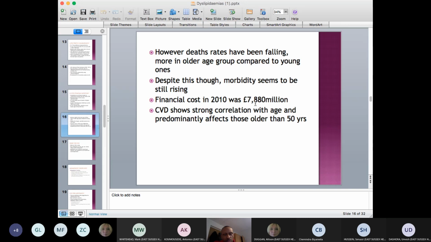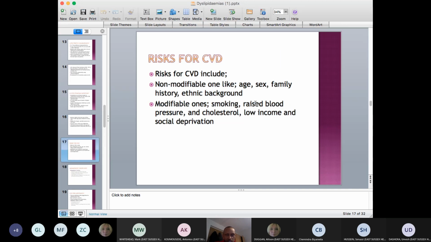So cardiovascular disease shows a strong correlation with age and predominantly affects those, especially when you are 50 years and over. So risks for cardiovascular disease. The risks include what we call the non-modifiable and the modifiable ones. The non-modifiable ones are the ones where you can't do anything, for example, age, sex, family history, ethnic background. And the modifiable ones are the ones where you can do something about them, like smoking, raised blood pressure, cholesterol, low income, social deprivation.